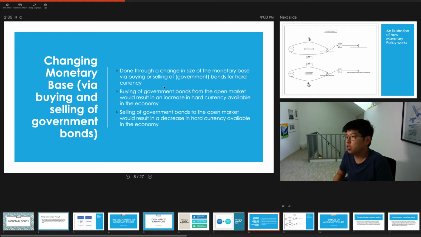So we can change the size of the monetary base by either buying government bonds or selling government bonds for hard currency. So when the central bank goes to the open market and buys up government bonds, it will result in an increase in hard currency available in the economy. But if the central bank sells government bonds to the open market, it will result in a decrease in hard currency available in the economy.